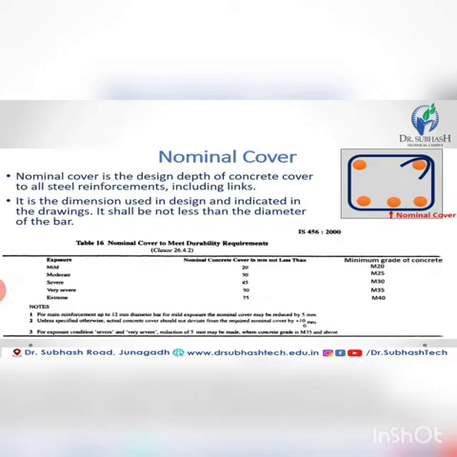As per IS code IS 456-2000, exposure: mild, moderate, severe, very severe and extreme. Nominal cover, concrete cover in mm, not less than 20 mm, 30 mm, 45, 50, 75. Minimum grade of concrete M20, M25, M30, M35 and M40.